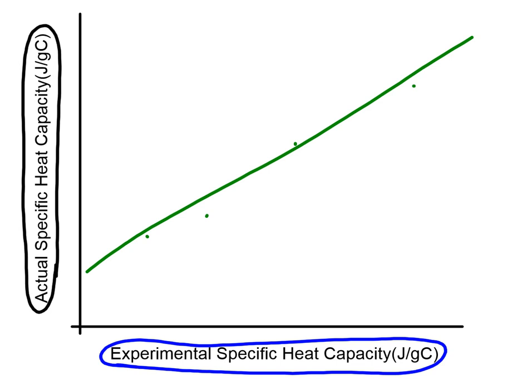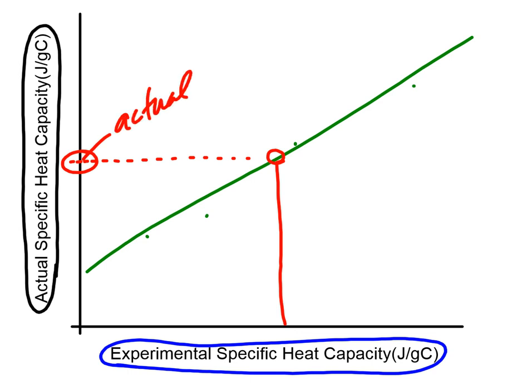So for example, let's say I did my unknown piece of metal, and my heat capacity ended up being right here, right on that line. So what I'll do is I look over here and find out what that heat capacity value is on the y-axis, and this is the actual specific heat capacity for the unknown metal.